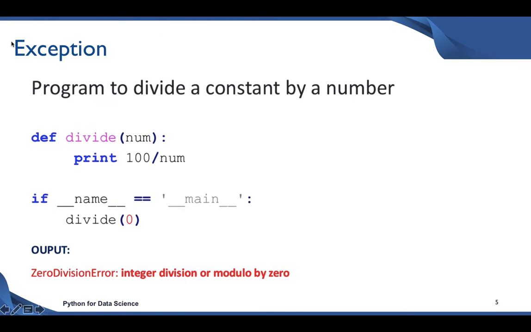Let us first raise an exception with a Python program. We all know that you cannot divide a number by 0. This is illogical, so mathematically we cannot do it. Dividing by 0 raises an integer division or modulo by zero exception, or ZeroDivisionError. Here we have created a function called divide, taking number as an argument, and we are printing 100 divided by number. If the number is 0, it will throw an exception and result in termination of your program.